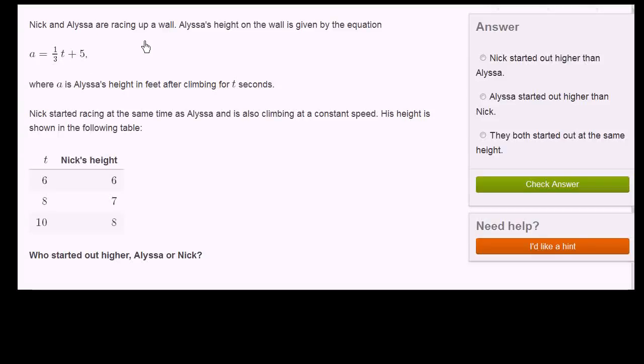Nick and Alyssa are racing up a wall. Alyssa's height on the wall is given by the equation A equals 1/3 t plus 5. So it sounds like they're wall climbers of some kind, where A is Alyssa's height in feet after climbing for t seconds.